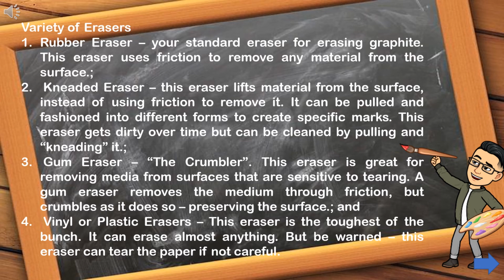Gum eraser, the crumbler. This eraser is great for removing media from surfaces that are sensitive to tearing. A gum eraser removes the medium through friction, but crumbles as it does so, preserving the surface. And vinyl or plastic erasers. This eraser is the toughest of the bunch. It can erase almost anything. But be warned, this eraser can tear the paper if not careful.